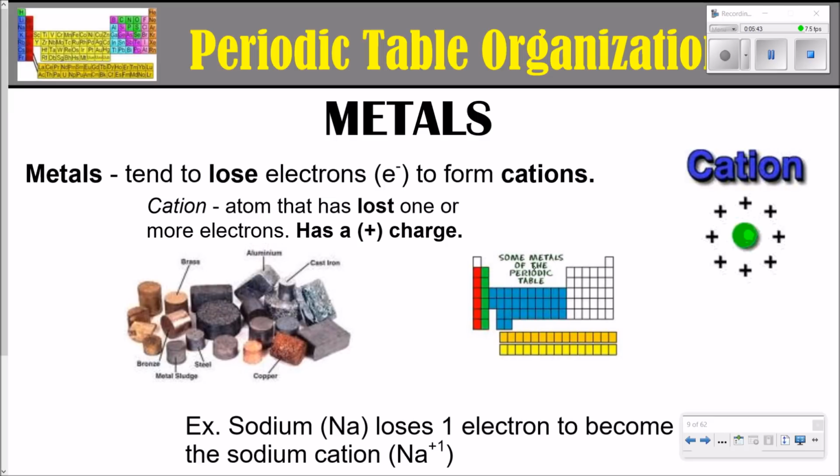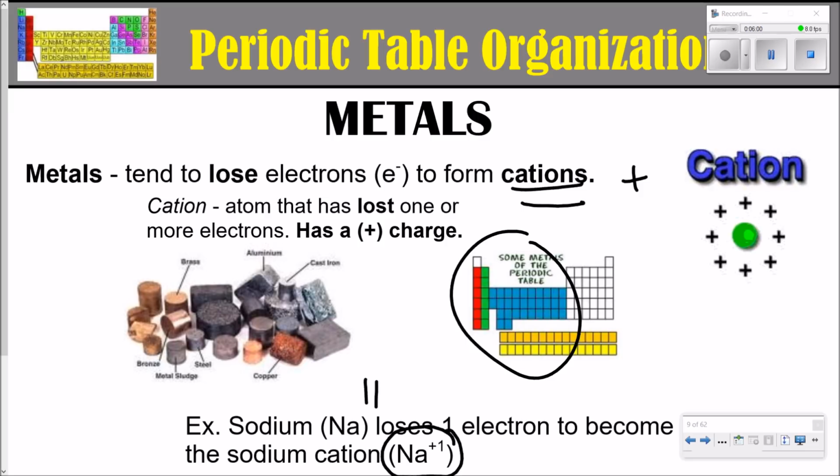So metals, remember, we said are going to be on the left-hand side of the periodic table. They tend to lose electrons and form what we call cations. Those have a positive charge because they've lost 1 or more electrons. For example, sodium with atomic number 11 loses 1 electron to become the sodium cation, Na+1.